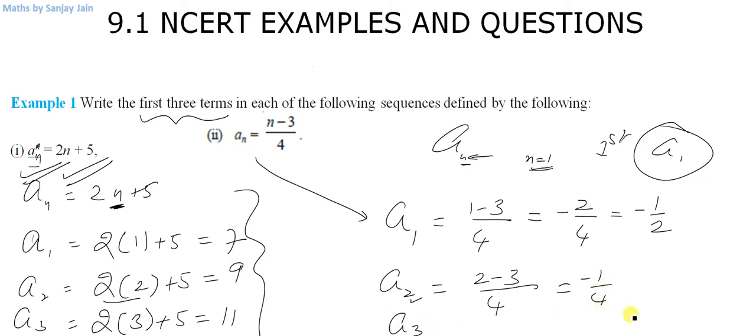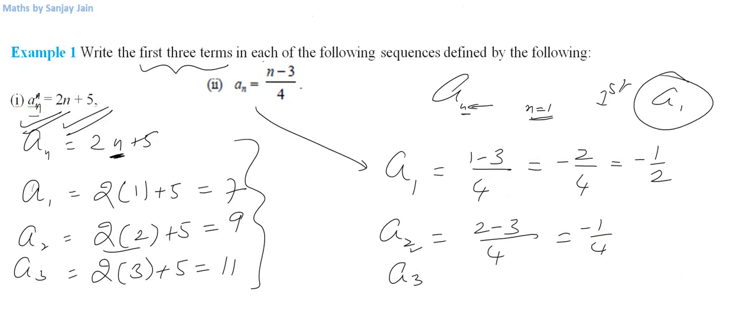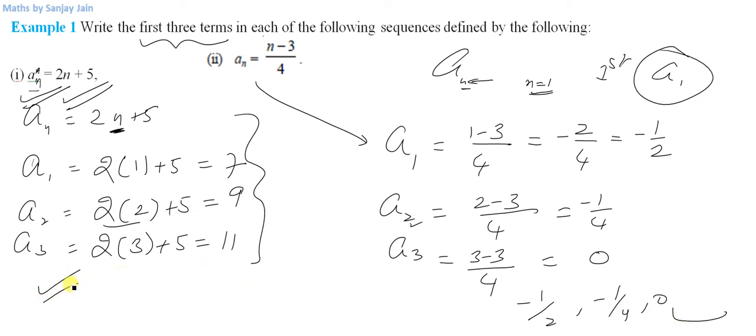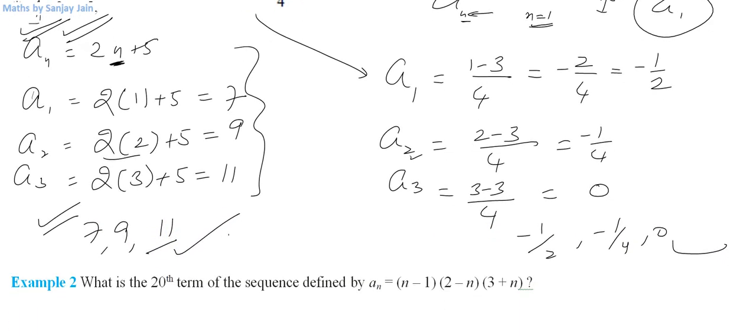And what is a3? I'll replace n with 3. Hence I'll have 3 minus 3 in the numerator, which makes it 0. So the first three terms are minus 1 by 2, minus 1 by 4, 0. So these are the first three terms here. And for the first sequence, the first three terms are 7, 9 and 11. Okay, it was a pretty basic question.